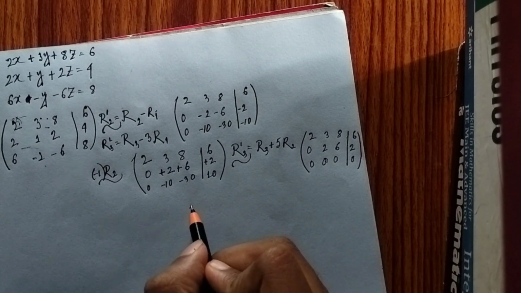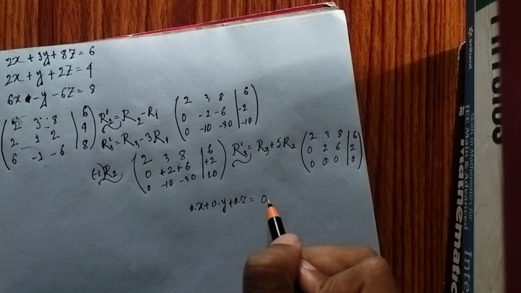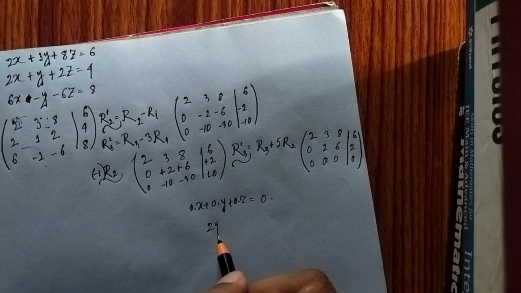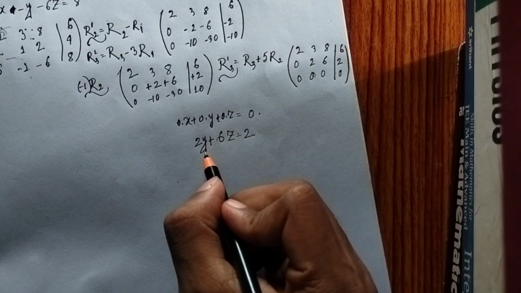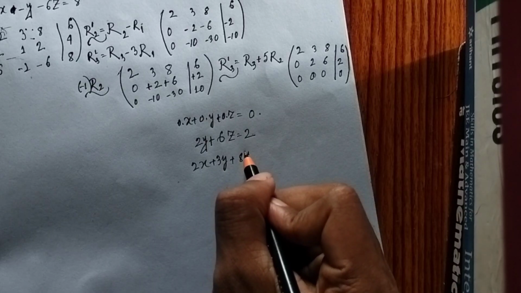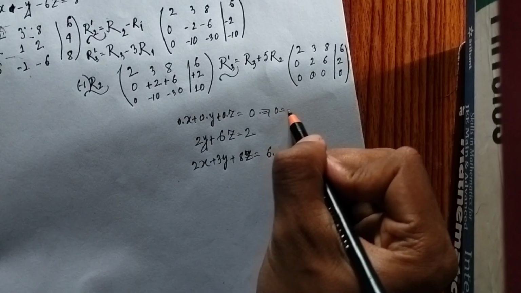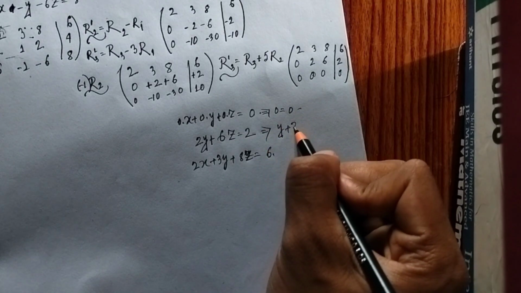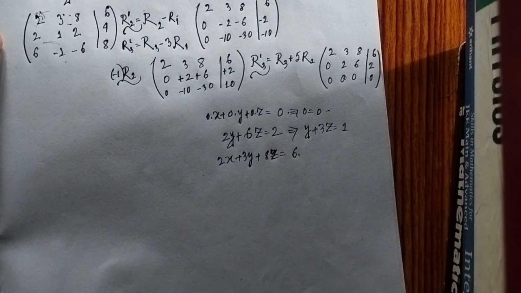The way we solve this is like this: 0 into x, 0 into y, 0 into z equal to 0. From this, 0 times x equal to 0, and ultimately we end up with 2y plus 6z equal to 2, and from this one we have 2x plus 3y plus 8z equal to 6. One thing we can see here is that this is 0 equal to 0, and y plus 3z equal to 1, we just make 2 common and cancel it out.